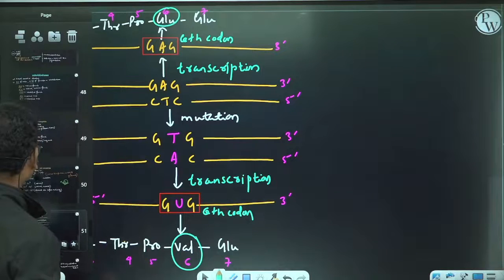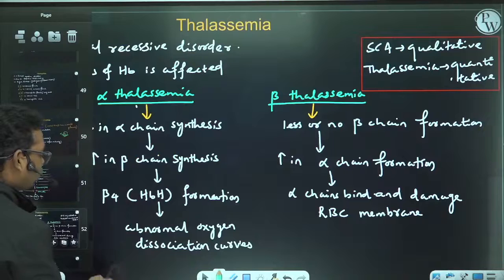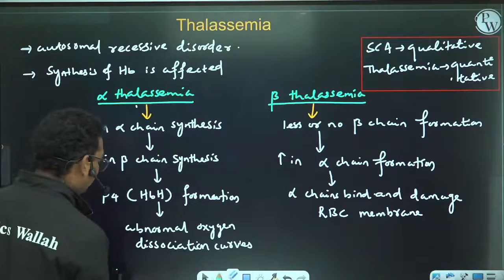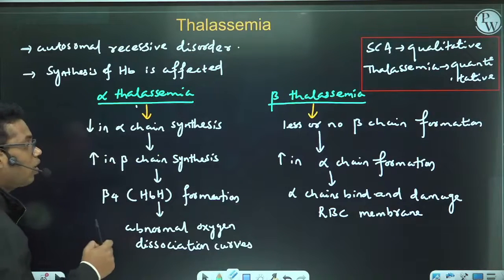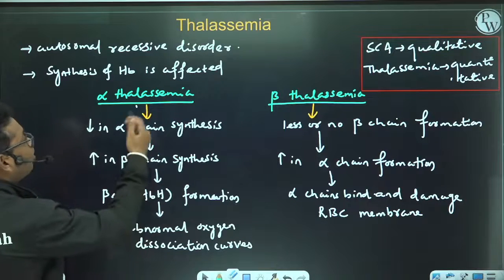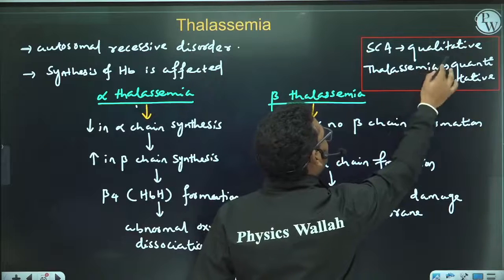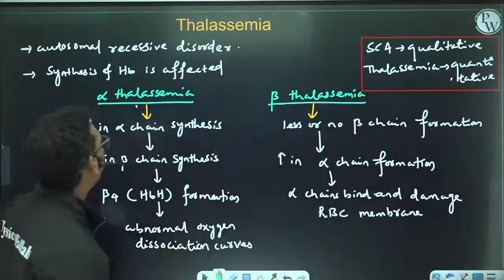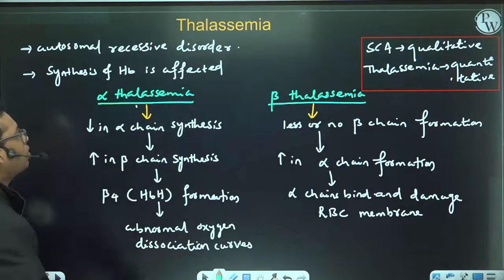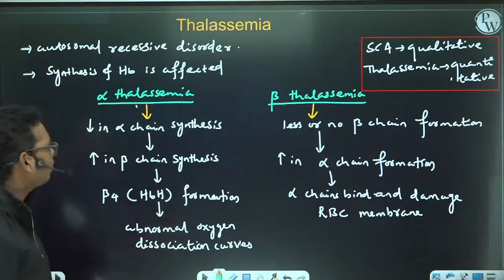Okay, now what about thalassemia? In case of thalassemia, the quality of the hemoglobin is not compromised, it is the quantity of hemoglobin that is compromised. Okay, and that is why this is called a quantitative disorder. Sickle cell anemia is a qualitative disorder. Okay, and this is of two types: alpha thalassemia and beta thalassemia. Delta is also present, but I am not going to discuss that.